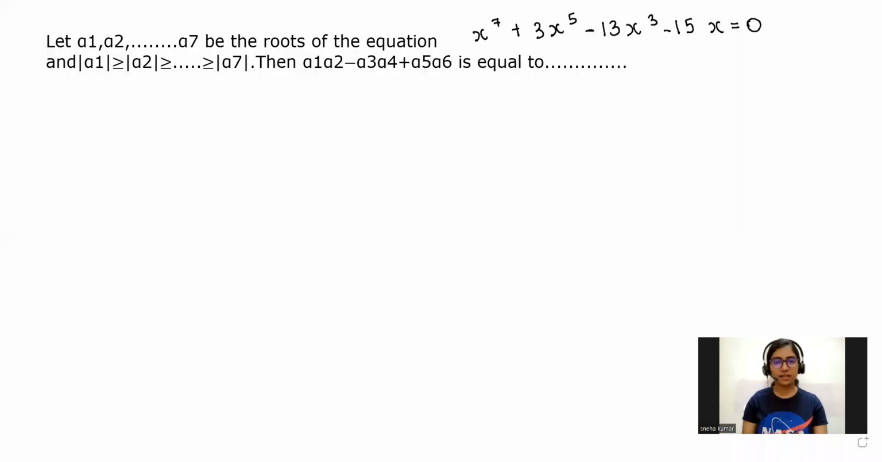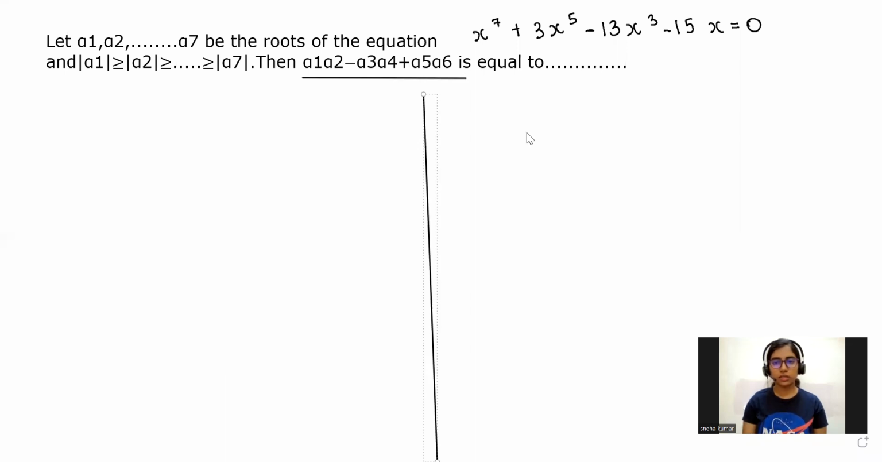Everyone take a look at the question here. They have given us, let alpha 1, 2 up till 7 be the roots for this given equation. They're asking us to find the value of this. So we have to find the roots of the equation, and that is how we can solve this question.